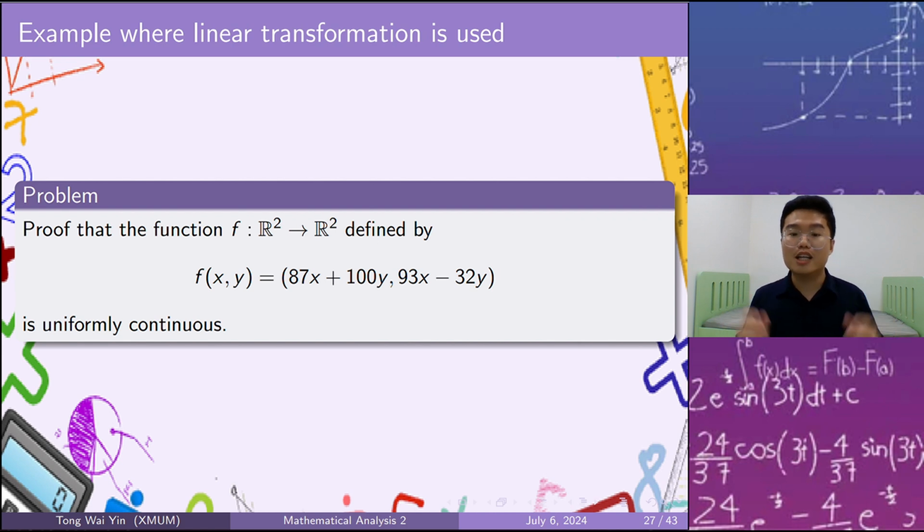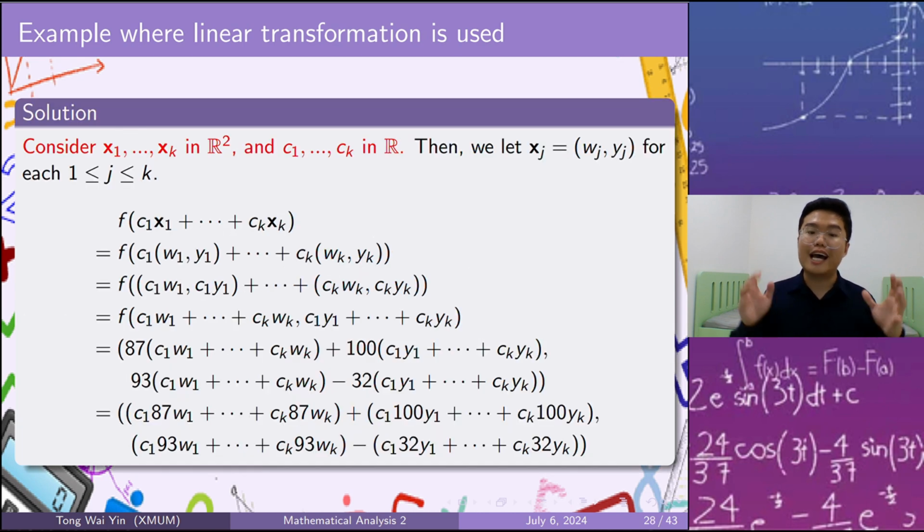Again, I will use red color to highlight the part where I am explaining. Consider the vectors x1 to xk in two-dimensional real space and real number scalars c1 to ck. Then we let xj be defined as the pair of elements wj, yj for each j from 1 to k. Then the function f applied to the linear combination of the vectors x1 to xk with coefficients c1 to ck is equal to the function f applied to the linear combination of the vectors (w1, y1) to (wk, yk) with coefficients c1 to ck.